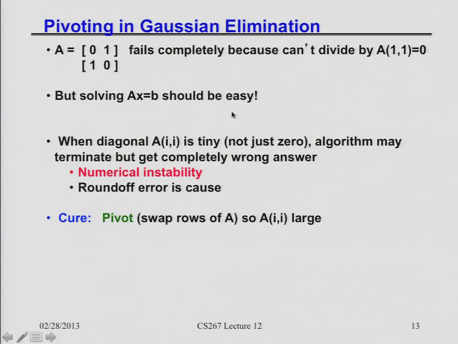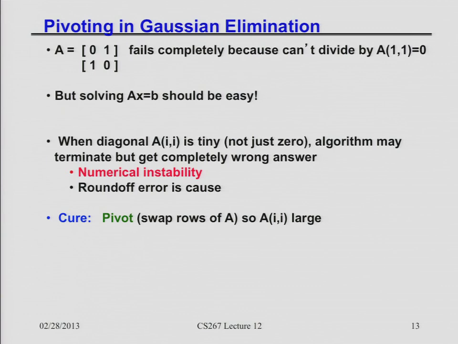So let me talk about the first problem first, which is pivoting. Let's suppose I want to solve AX equal B on this little 2x2 matrix. The very first thing the algorithm will try to do is divide 1 by 0, and that's a bad idea. But this is obviously a very simple linear equation to solve. So what we're going to do in this case is reverse the order of the equations. You swap rows 1 and 2, then there's no problem, and you continue with the algorithm. That's called pivoting.